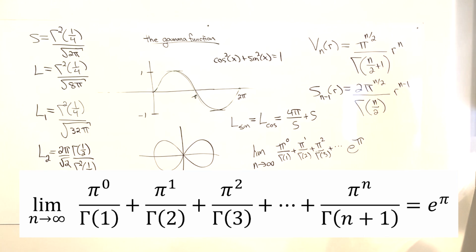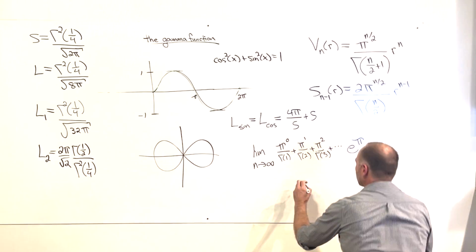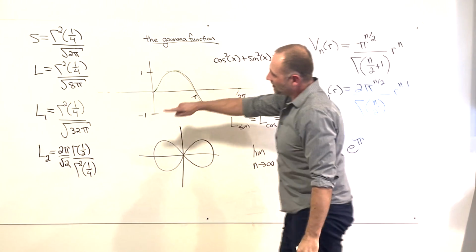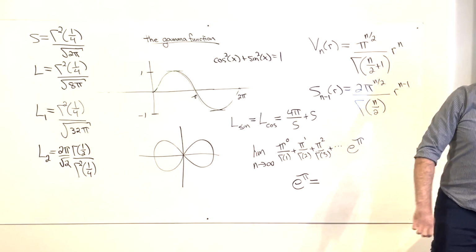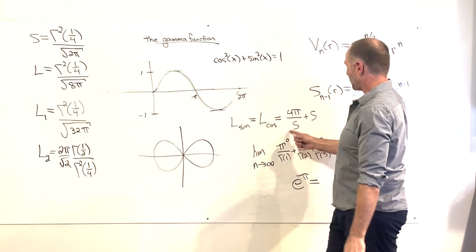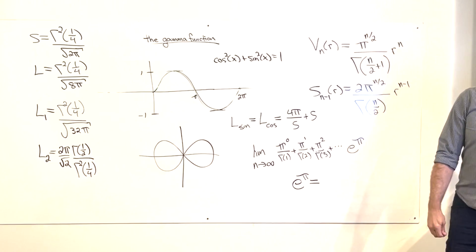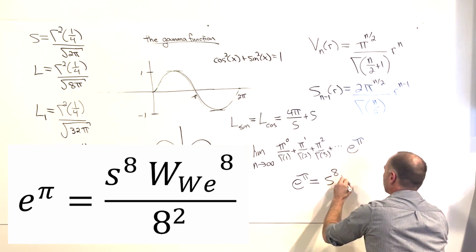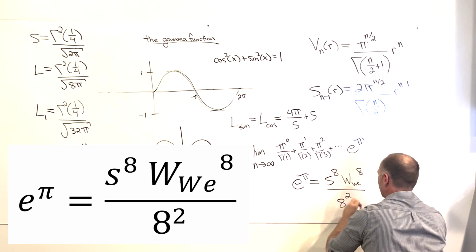It's really beautiful, really beautiful. Here's another thing to say why. E to the pi itself has a relationship directly with this one, with our whole lemniscate arc length, right? The one that's also related to the arc length in the sine. Okay, what is it? S to the 8 times the Weierstrass constant to the 8 over 8 squared.